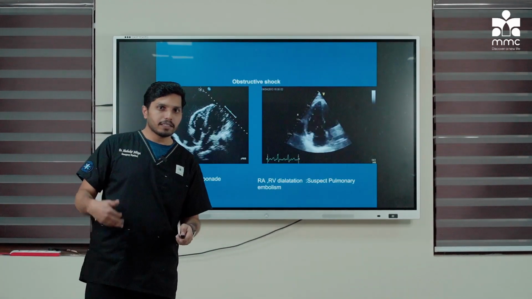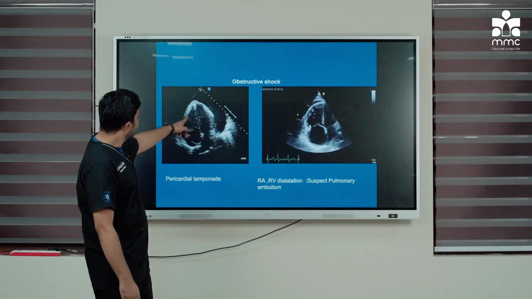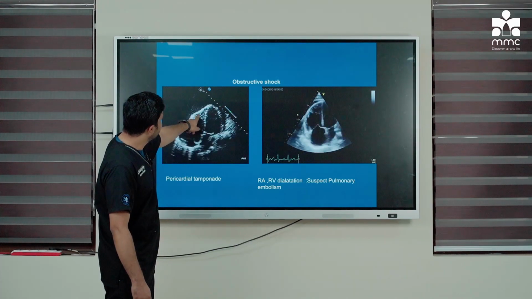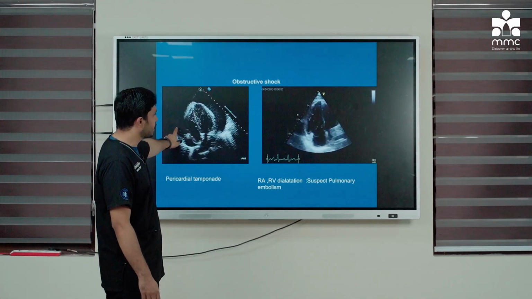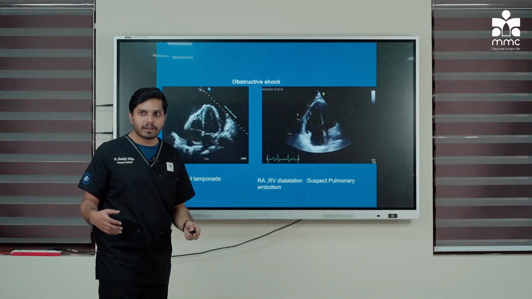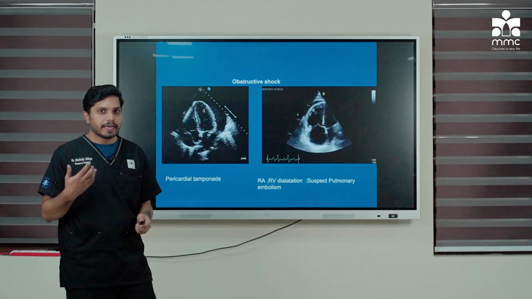So what are other things we are supposed to look for on the heart? Here you can see the heart is dancing in the fluid. We will call this a pericardial tamponade: fluid in the pericardial space obstructs the function of the heart.